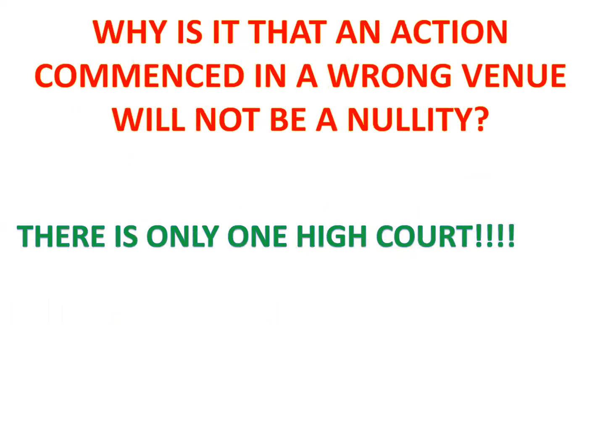I asked the question and I mentioned that I'll answer it shortly. Why is it that an action commenced in the wrong venue will not be a nullity? Why is it that if the land is in Accra and the plaintiff sues in the Central Region, you cannot apply to strike out the whole suit?